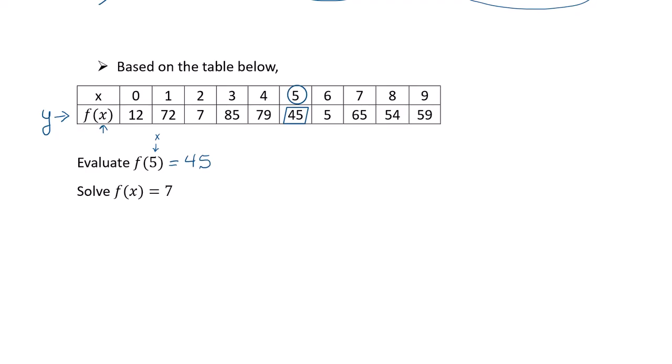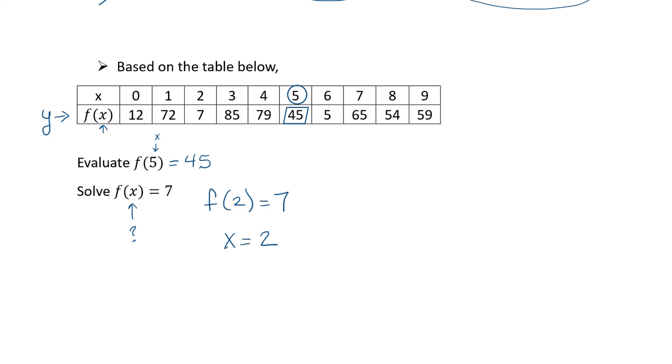On this part, they're asking for us to solve this f of x equals 7. In other words, they want to know where the y is 7, what is x? So let's find an f of x value of 7. There we go. And that is going to be 2. So f of 2 equals 7. That must mean that x equals 2. We've solved it to find the x that makes that function have an output of 7.